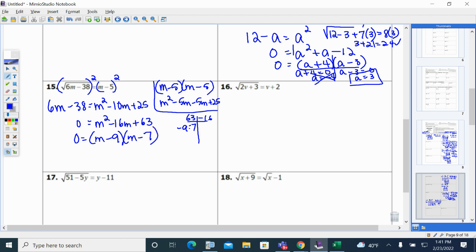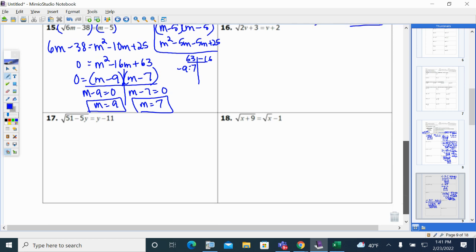And when I solve that, we get 9 and we get 7. Once again, you have to make sure that you check both answers. And for time's sake, I'm going to tell you that they both work. The 9 and the 7 both work.